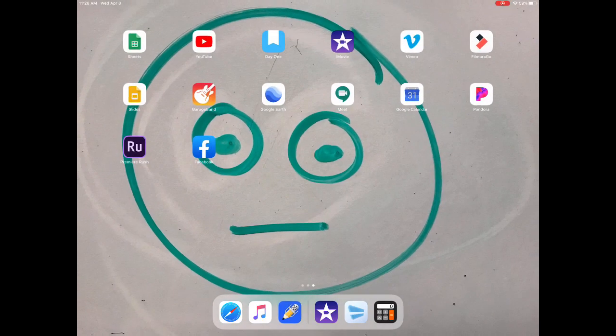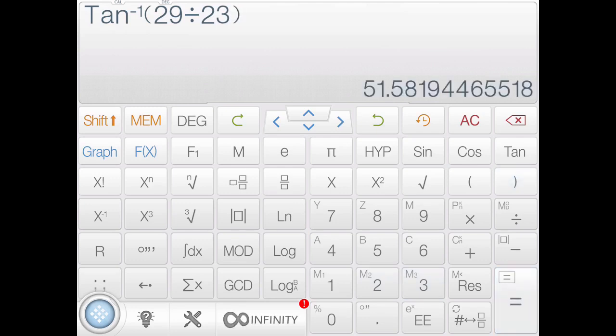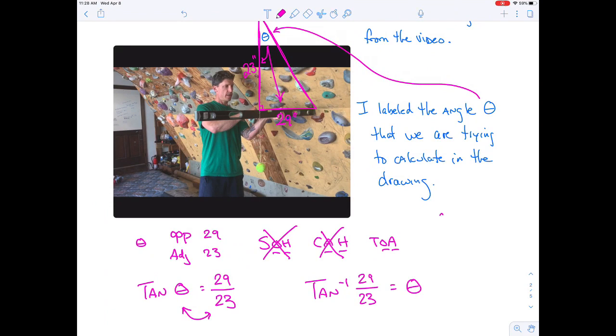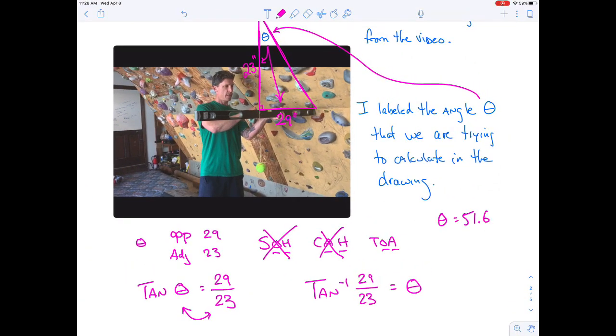I'm going to use the calculator option that I prefer. It's this option. I still have the example from last time. So let's go ahead and try arctangent. So shift tangent of 29 and 23. And what should happen is, there we go. So I have a 51.6 degree angle on this portion of the wall. So I'm going to go back to my drawing, and I'm going to go ahead and say my theta is, what did I say that was? 51.6 degrees. And that's how I would type that in.